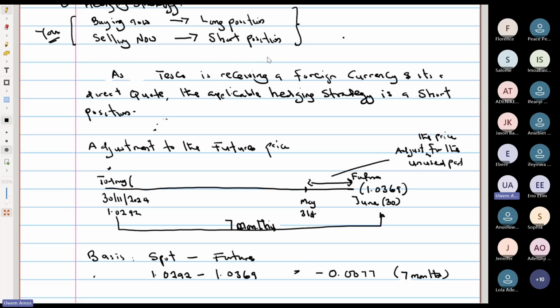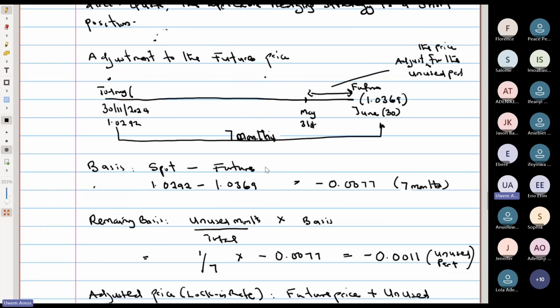But because we're not doing our transaction on June 30th, we're doing a transaction earlier, we need to adjust for the unused part of the price. And how do we adjust for the unused part of the price? First thing first, we ask ourselves, what is the difference in price between now and when our futures will mature? And that is what we refer to as basis. So between now and when our price will mature, the difference is 0.0077. And that covers the period of 7 months.